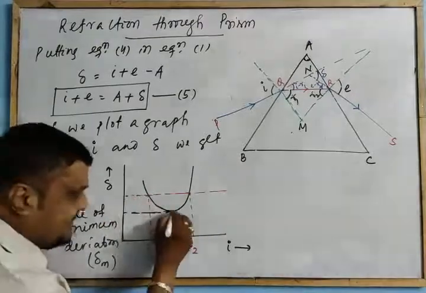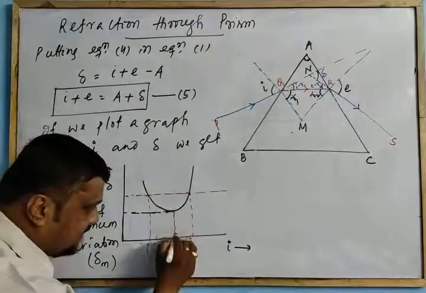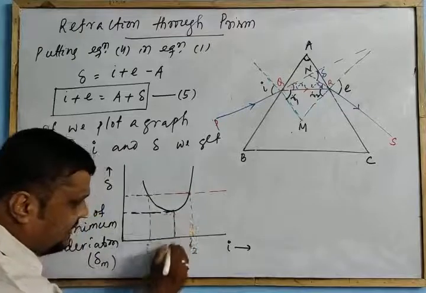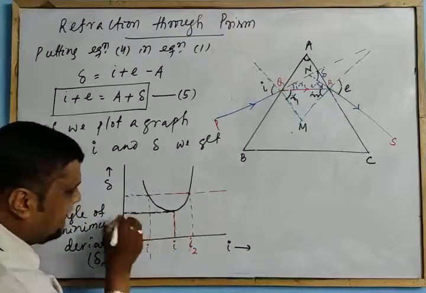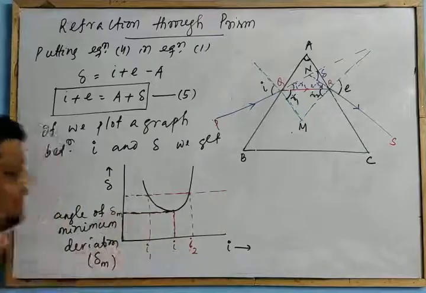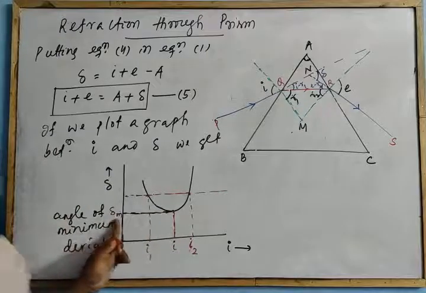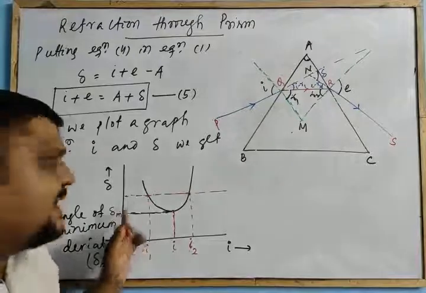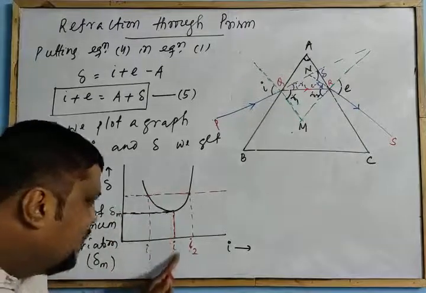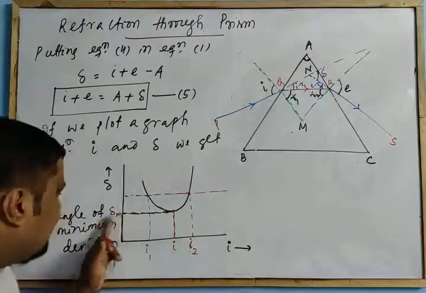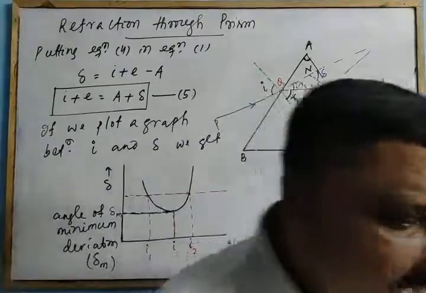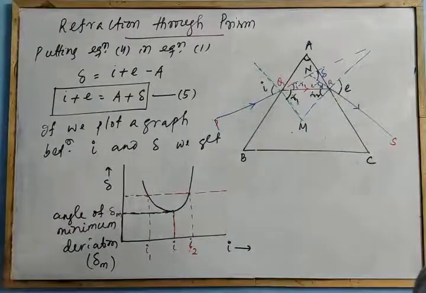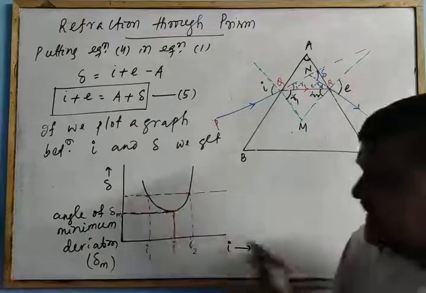But for this value only, for one angle of incidence, we will get one deviation angle, that is your delta m. And that's why it is called the angle of minimum deviation. At this point, you will get only one angle of incidence. For that, the angle of deviation is called the angle of minimum deviation. Clear? So this is the discussion.